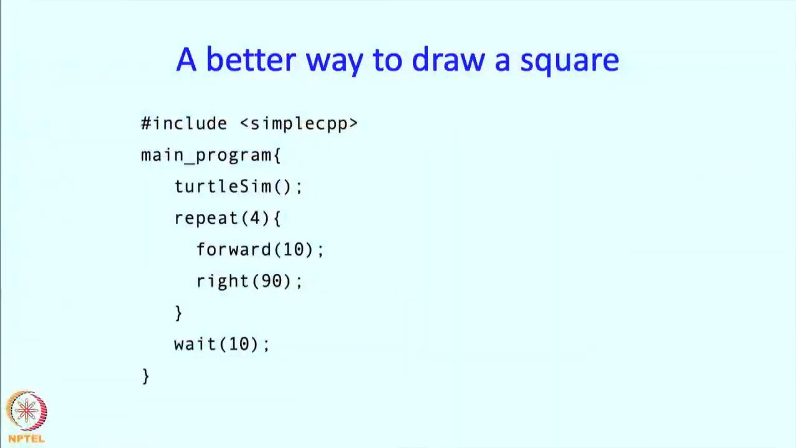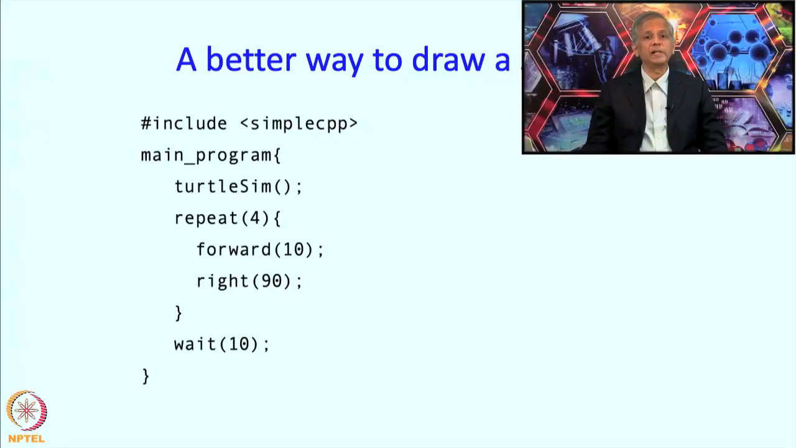So here you can see that we have the same first three lines, but instead of typing in forward 10, right 90 several times, I have put it inside a so-called repeat statement. After repeat, there is 4, which tells you how many times to execute what is in the braces following the repeat. So basically, this statement is going to execute forward 10, right 90 4 times, and after that it is going to wait for 10 seconds.